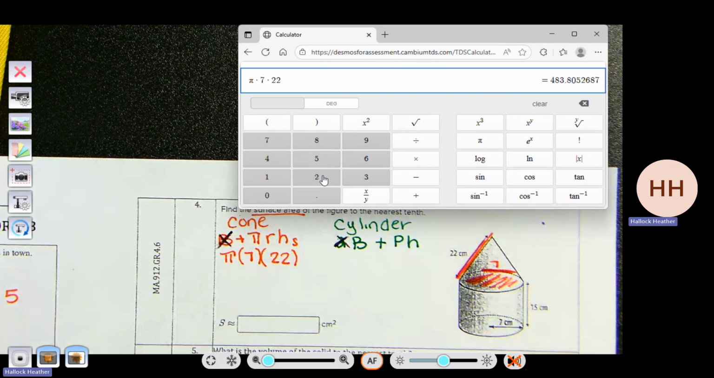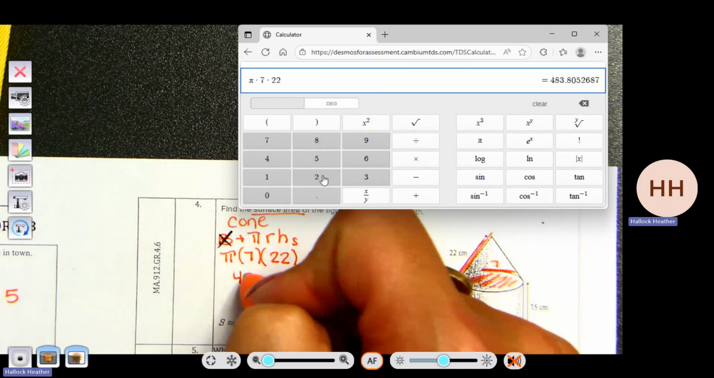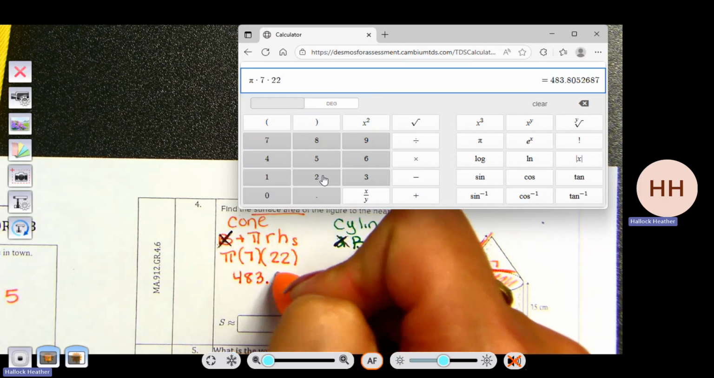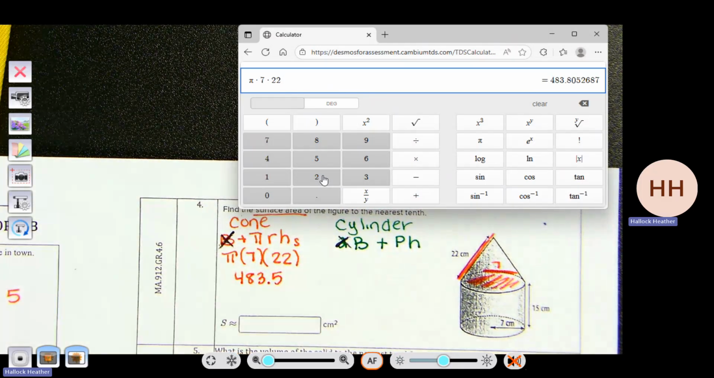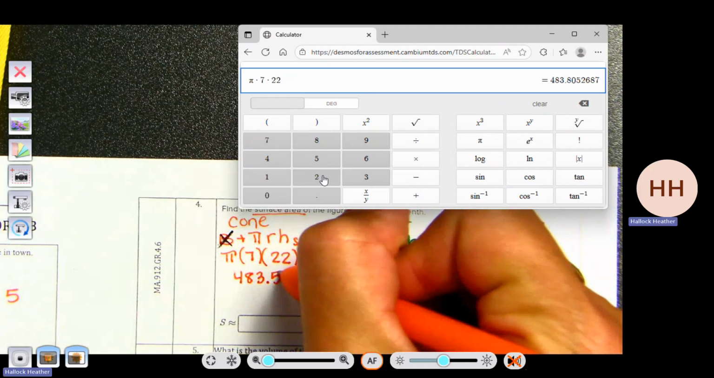And it says round to the nearest tenth, so we're doing 483.8.